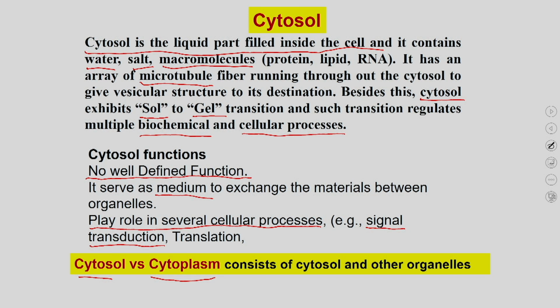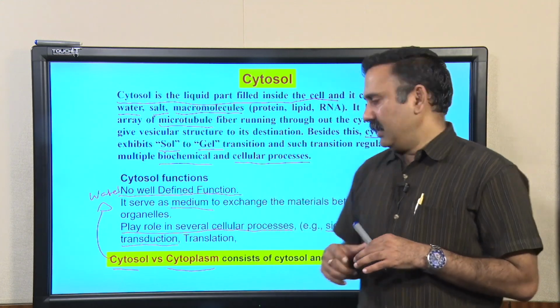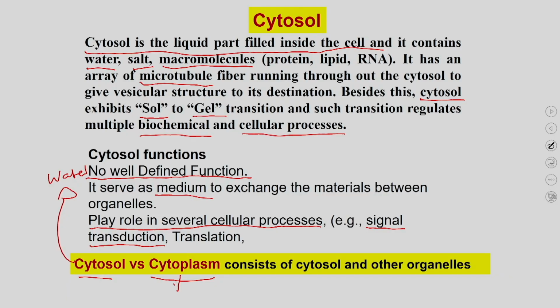One question which is very interesting is what is the difference between the cytosol versus the cytoplasm. The cytosol is actually the water part, whereas the cytoplasm is the cytosol as well as the other organelles. So, whatever you have inside the cell is called cytoplasm if you remove the nucleus. If you remove the nucleus, the remainder inside the cell is called cytoplasm, whereas the cytosol is the water part or the liquid part which is filled inside the cell.